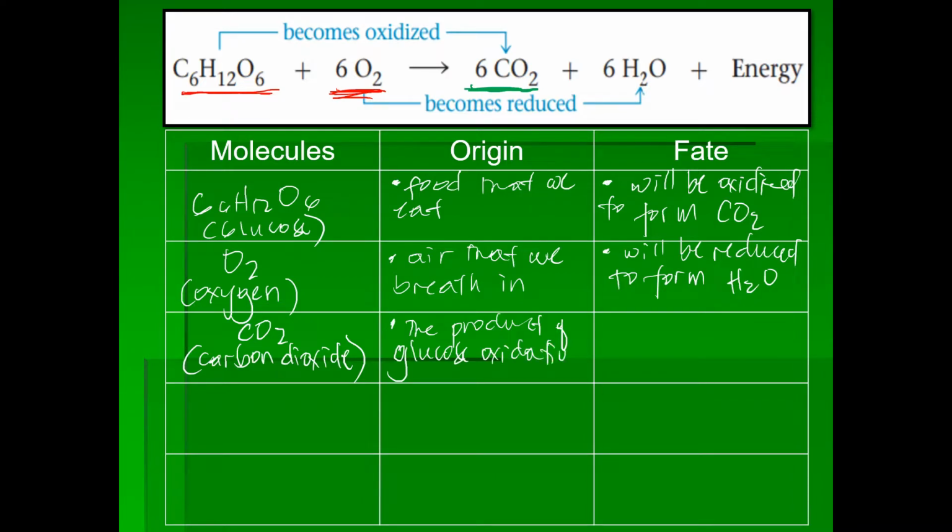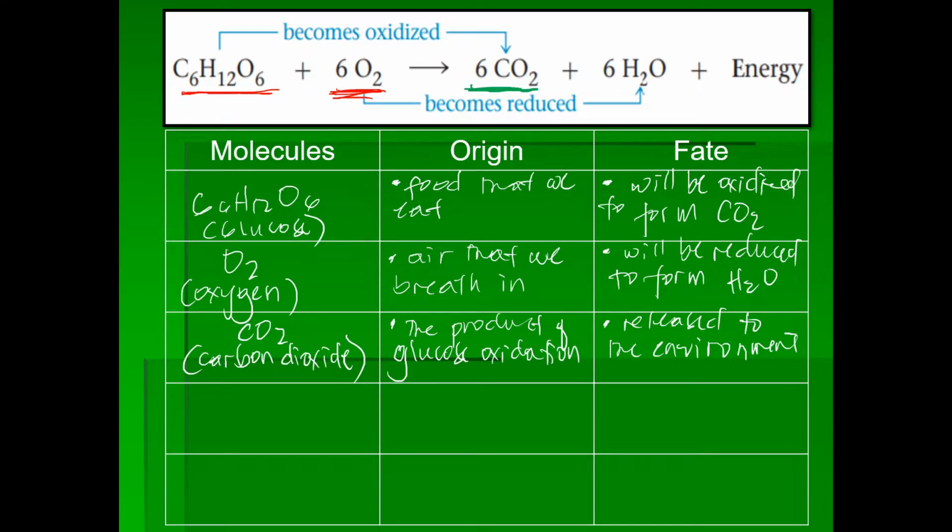It is the product of glucose oxidation. And what will happen to the carbon dioxide produced in the process of cellular respiration? It will be released to the environment through breathing. Because take note, as I said a while ago, carbon dioxide is considered as the waste product of cellular respiration, which needs to be expelled out of the body.